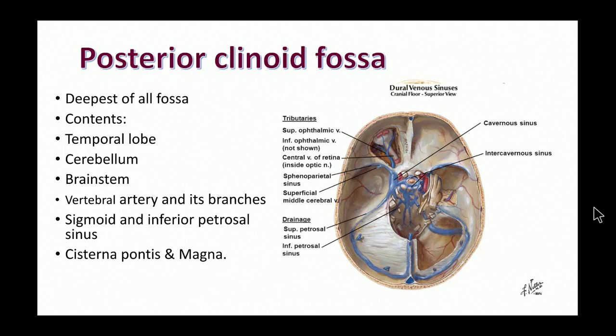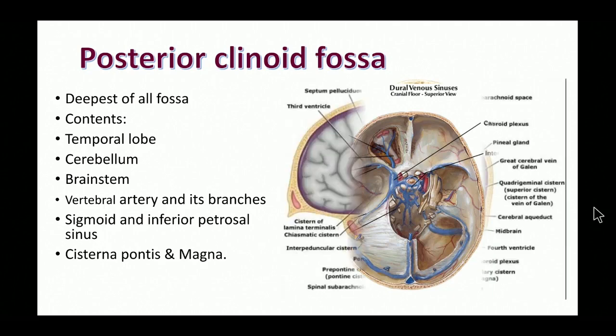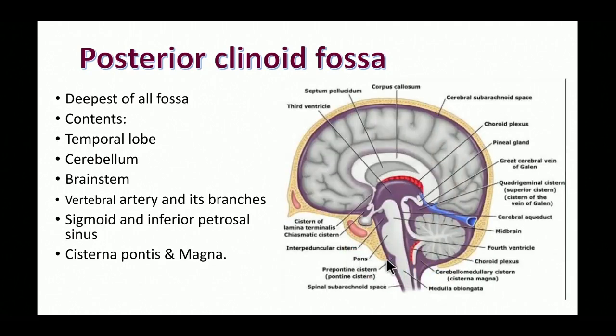Then what else you come across is cisterns of the brain, mainly the cisterna pontis and cisterna magna. Here you are able to see the cisterna pontis, and here the largest cistern is called the cisterna magna. These are the places where the pia and arachnoid are away from each other and filled with cerebrospinal fluid. It is the subarachnoid space, a little deviated from the pia mater, so you have a large collection of CSF here.